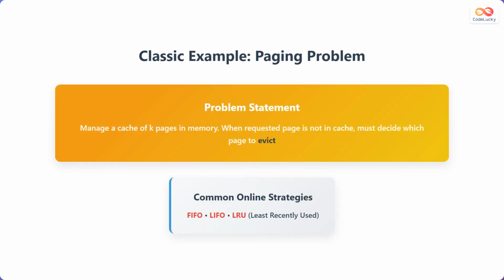Let's look at a classic example, the paging problem. Imagine you have a cache of k pages in memory. When a requested page is not found in the cache, you have to decide which page to evict or remove to make space for the new page. Some common online strategies for this include first in, first out, last in, first out, and least recently used.